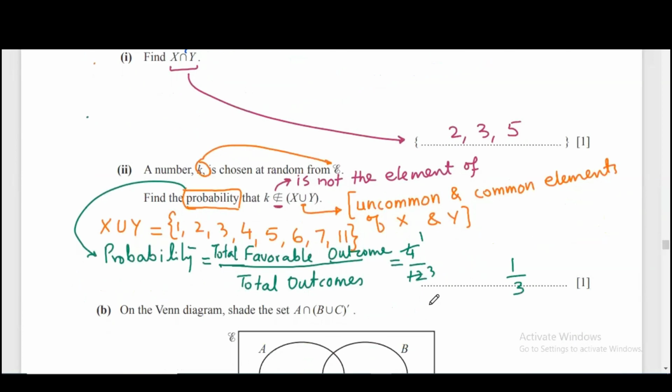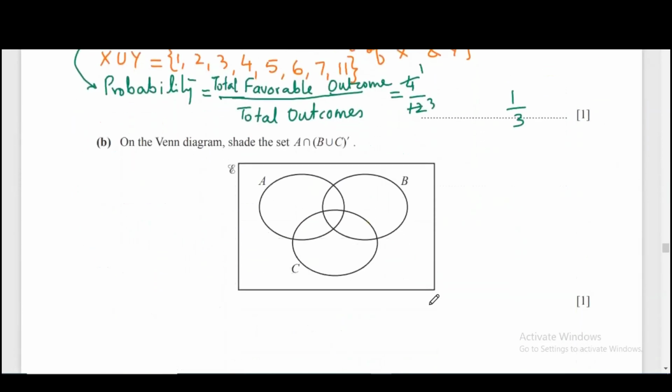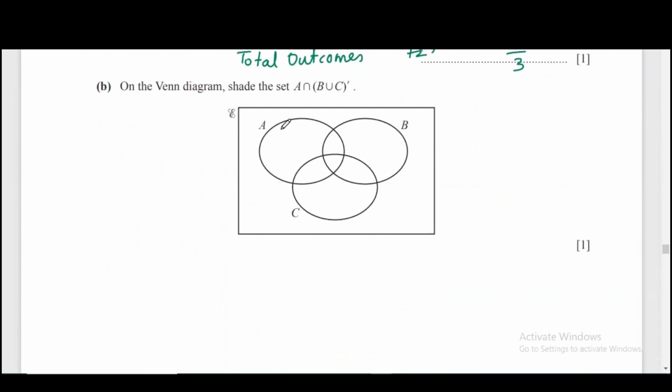Now in part B, on the Venn diagram, shade the set A intersection (B union C) complement. I have uploaded a video on how to shade the given set with simple tricks. The simple trick is to give random numbers for each area. Suppose this is 1, 2, 3, 4, 5, 6, 7, and 8 here.